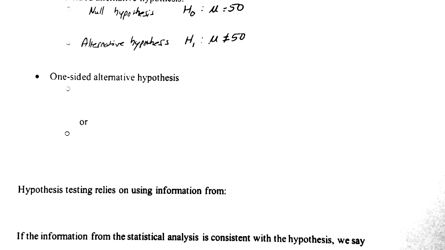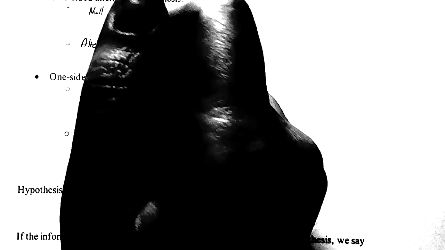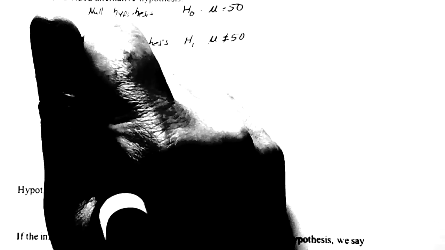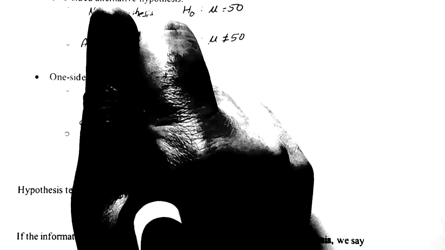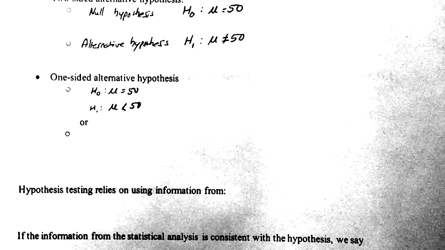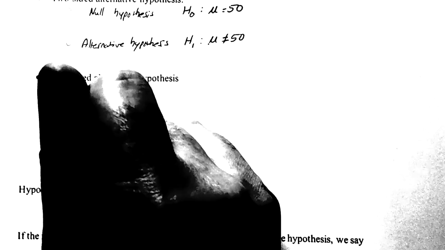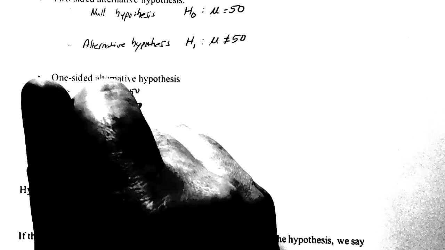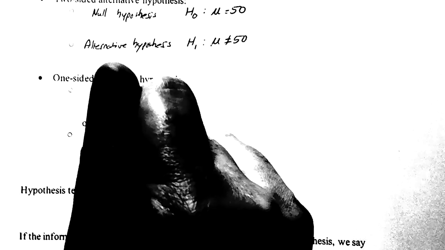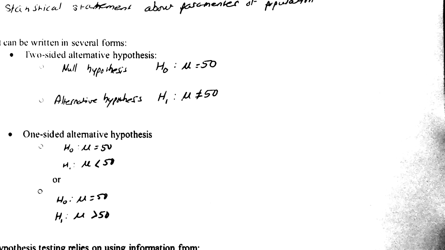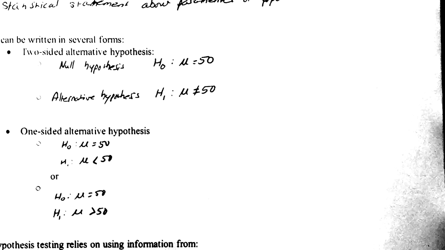For a one-sided hypothesis, again, the null hypothesis, H0, is mu is equal to 50, and the alternative H1 is that mu is less than 50. And so that would be looking at the lower half, one-sided, or you could do that the null hypothesis is mu is equal to 50, and the alternative hypothesis is mu is greater than 50. So with our one-sided hypothesis, we're either going to be looking above or below the mean. Our two-sided hypothesis, we look at equal or not equal.